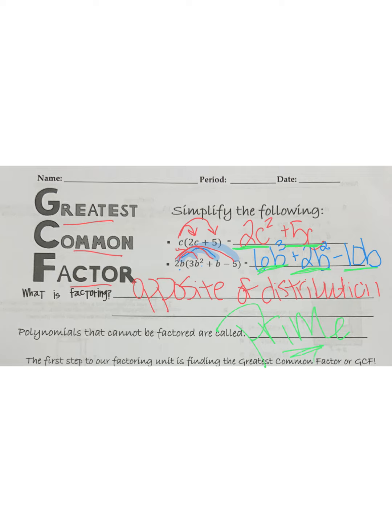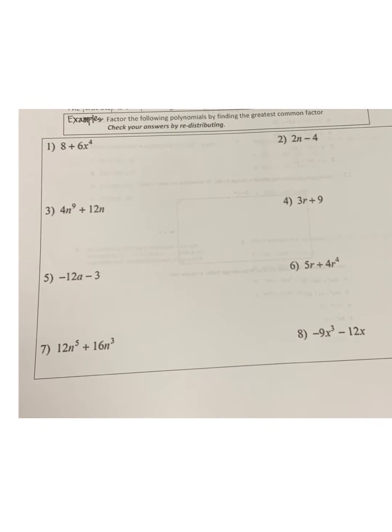So our next huge unit is factoring, and this is our first step to factoring, is greatest common factor. It's the opposite of distribution. It's just where you take something out. I'll show you again what it looks like. All right, here we go.